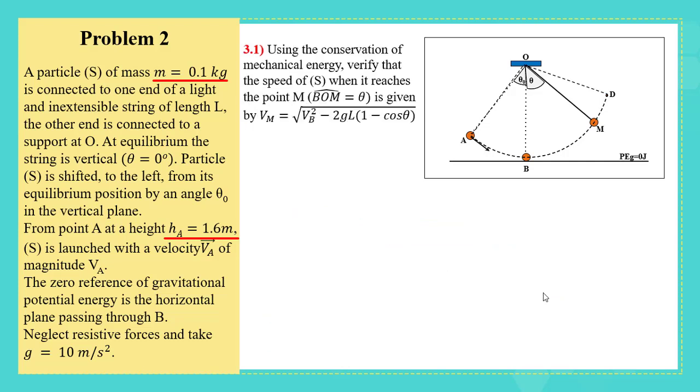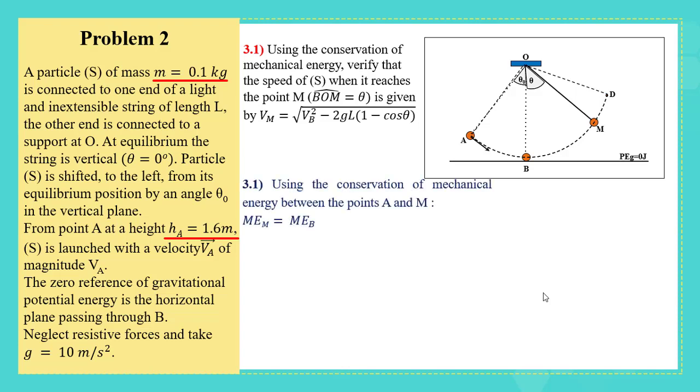Using the conservation of mechanical energy, verify that the speed of S when it reaches a point M is given by VM equals the radical of VB squared minus 2gL into 1 minus cosine theta. They gave us a hint: using the conservation of mechanical energy. Let's state the conservation of mechanical energy between any 2 points. Mechanical energy at M equals the mechanical energy at B, especially because they mentioned VB. But mechanical energy at B is half m VB squared. And we know that at a given position, the mechanical energy is the sum of kinetic plus potential.